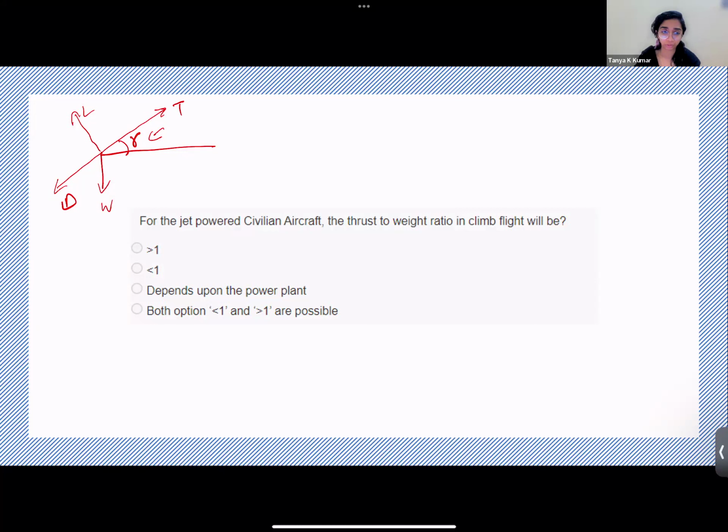So what are the equations of motion? Let's start with thrust minus drag minus W sine gamma. Unaccelerated flight, so steady flight, so it will be 0. Then you have lift minus W cos gamma equals 0. Correct? Am I missing something? Okay, so we don't need this second equation. Just take the first equation and try to find out the thrust to weight ratio.